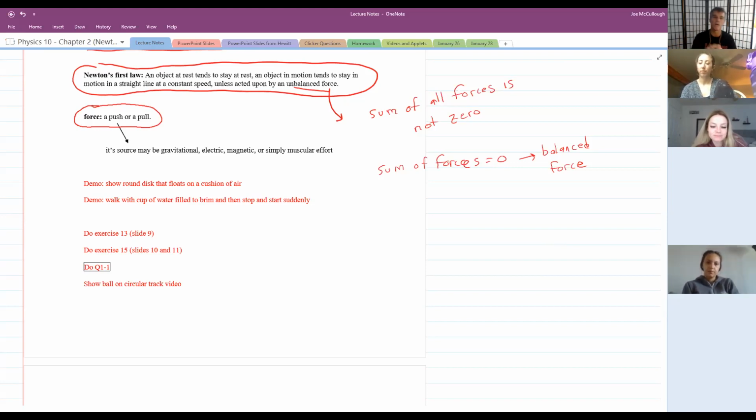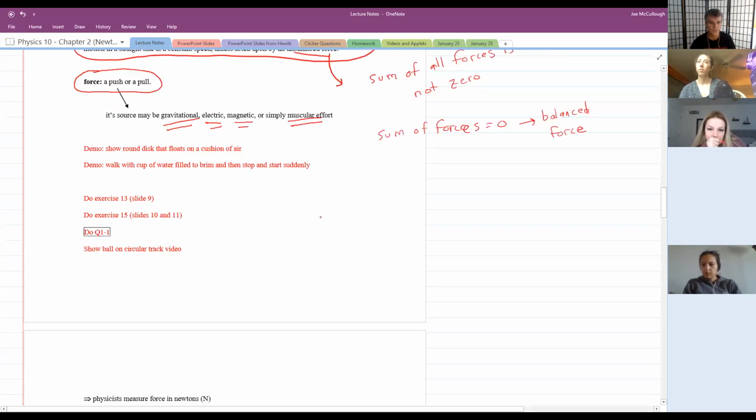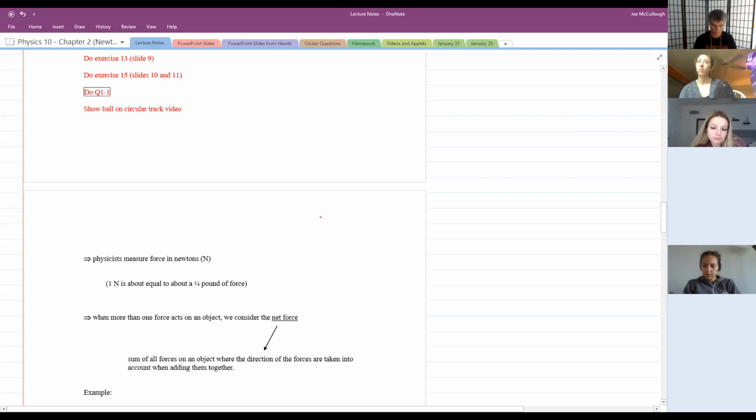It's exerted by one object on another. We're going to study gravity and electricity and magnetism, so there are different ways of exerting forces. Force of gravity: any object with mass will exert a force on another object, even if they're not touching. We have electrical forces, magnetic forces, or simply muscular effort. So if I want to exert a force on an object, generally I'm going to push the object or pull it. We as physicists measure force in something called newtons. Why do you think it's called newtons?